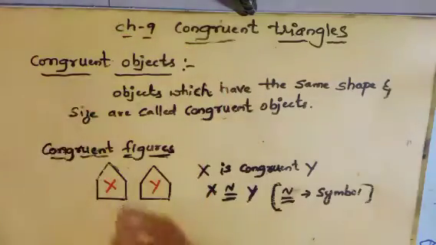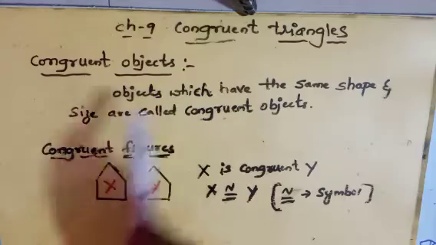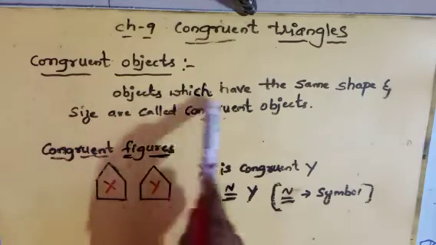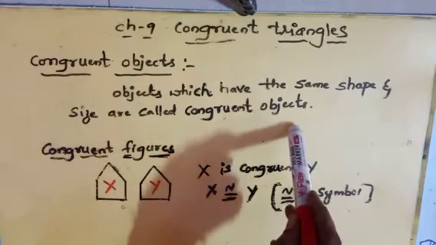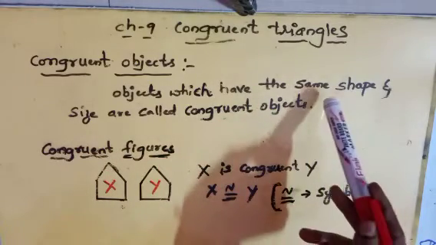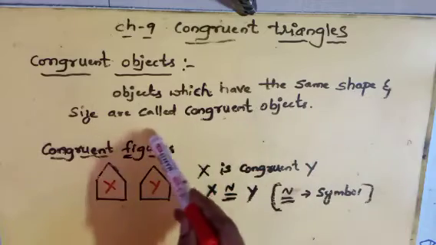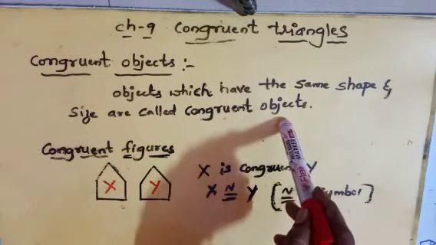So what is the meaning of congruent objects? Objects which have the same shape and size are called congruent objects.